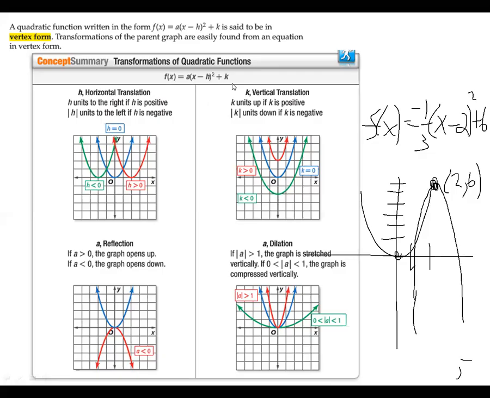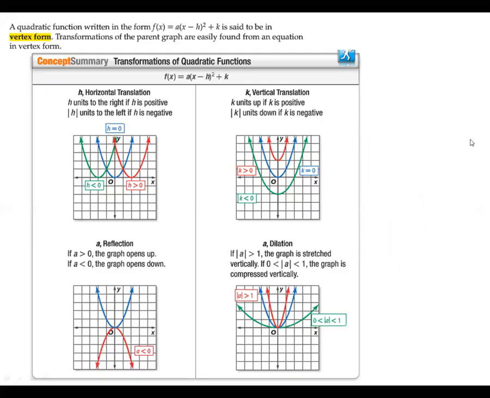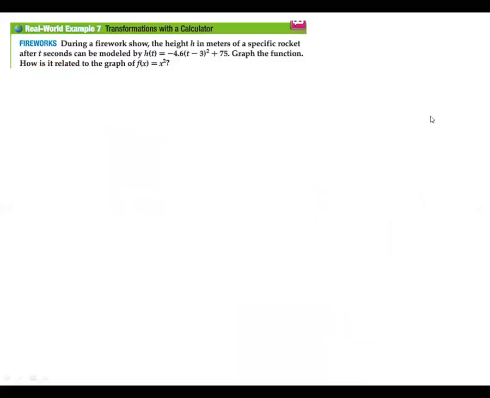Now, it's going to be flipped over and compressed vertically by a factor of 1/3. So it's going to look kind of like that. All right. But just by doing the vertical and horizontal translations, I can pick off the vertex. Okay. So if you just think about where the vertex would be, then you can get the vertex as long as it's in vertex form.